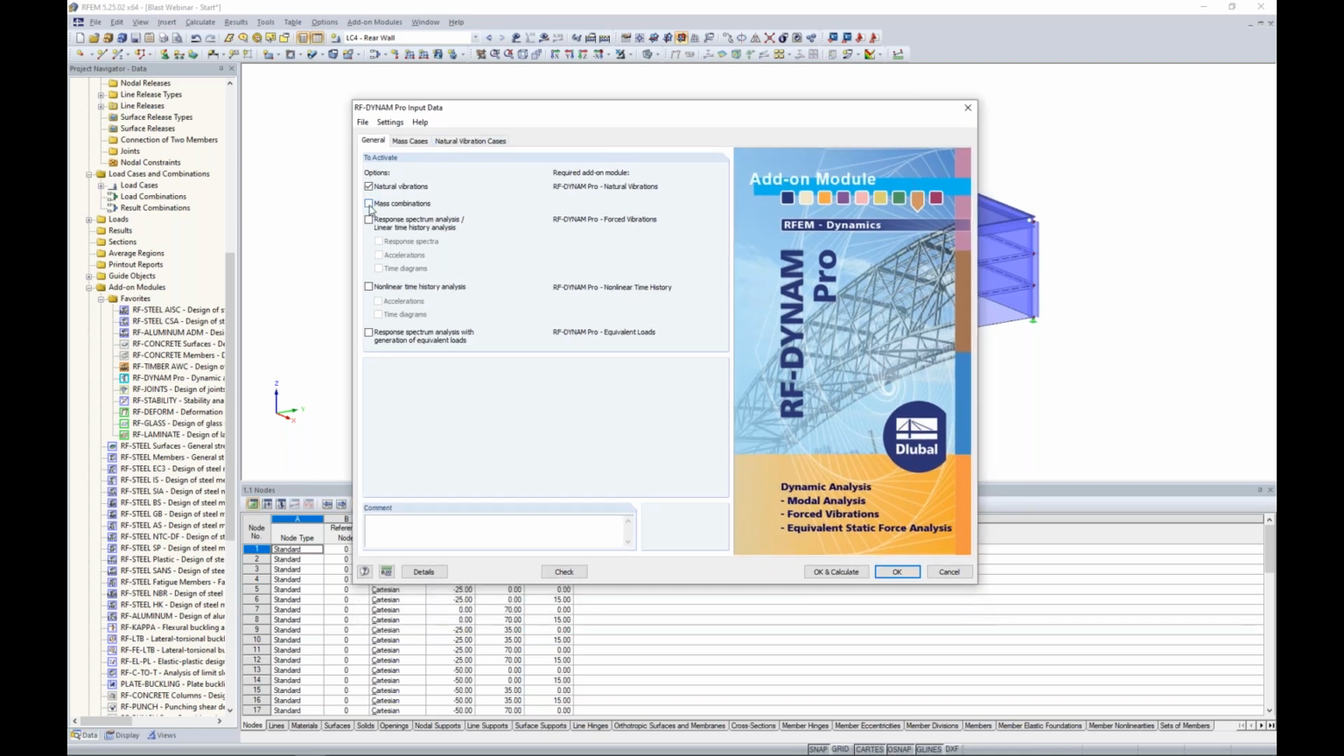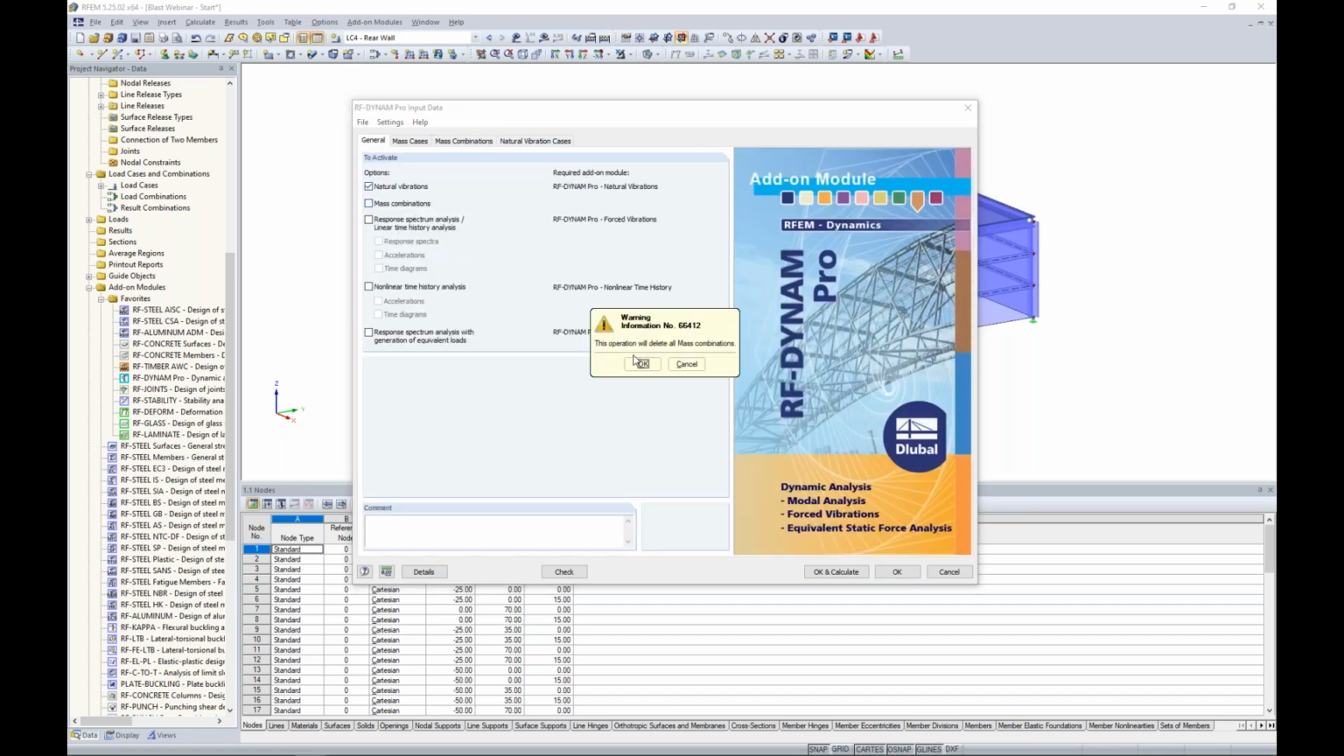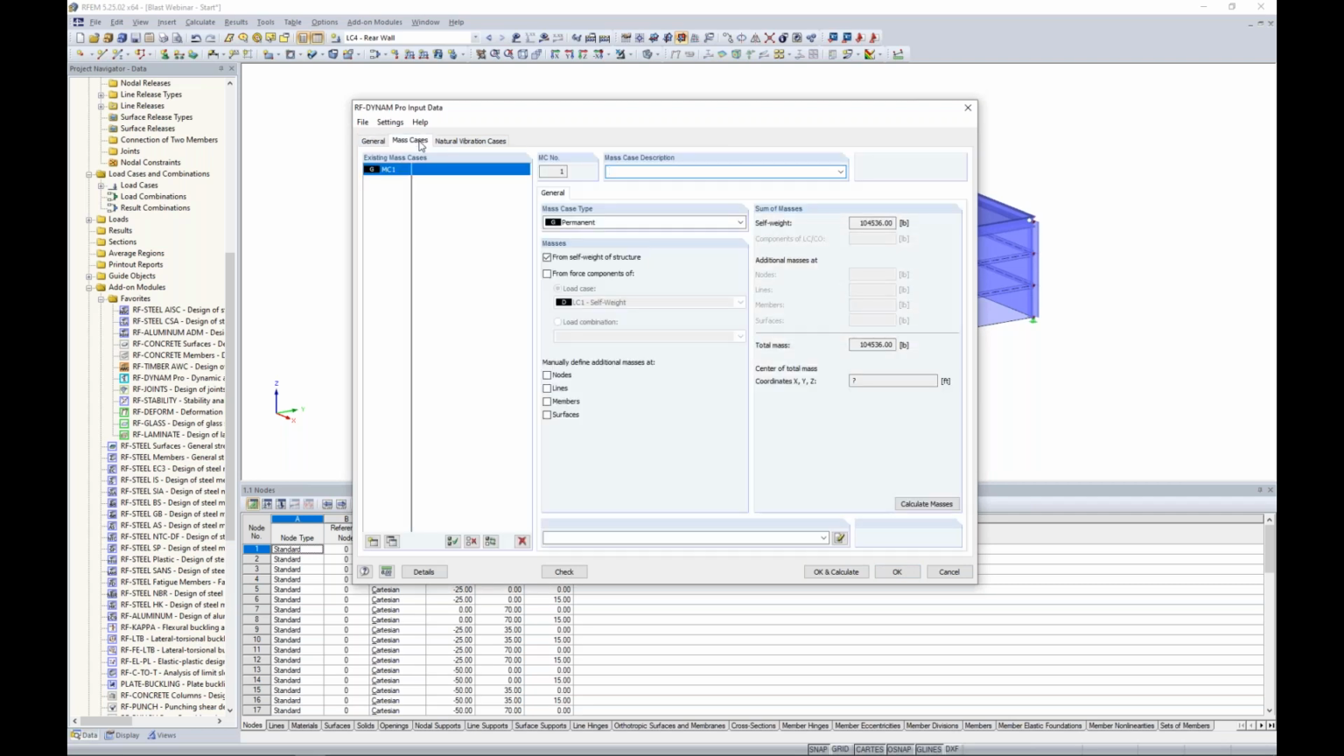I also can activate here my mass combinations tab, and we'll get an additional option here. This is if we wanted to combine multiple mass cases into a combination. I won't be doing that for today's example, but that is an option. So really, we just need to move from left to right here with our tabs. So the first mass case, I'm actually going to import in, if you remember, that first load case, which includes self-weight as well as that member load applied to the roof structure for those various elements.